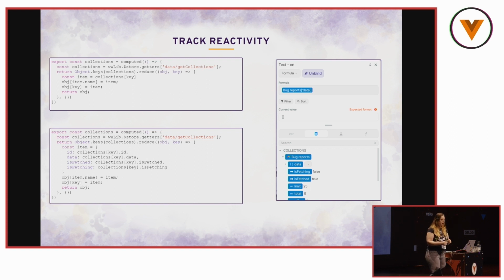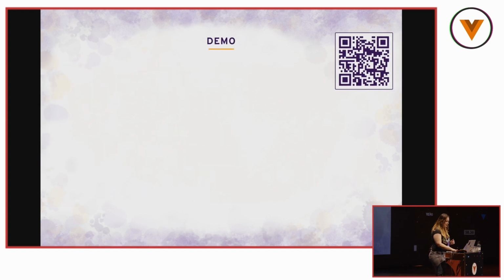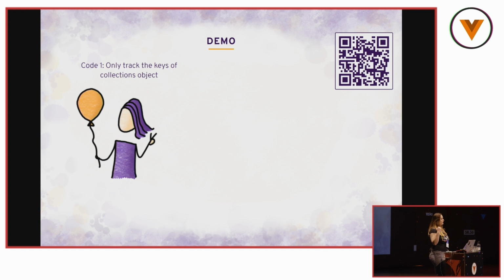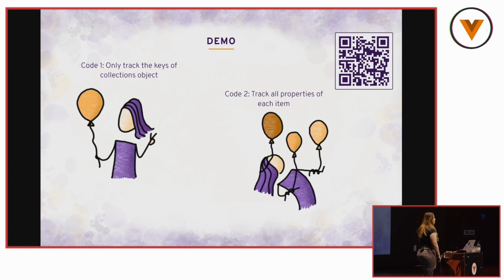We were so wrong. Because basically, if you run the demo, you will see that it's much more laggy when you are going with the second version. And you are wondering why, what is happening. It's because when you use the untracked stuff, you will see that in the first code, the only dependencies of our computed is the keys of the collection objects. So if one collection changes, all the other ones don't care. But in the second one, you are depending on all properties of each collection.